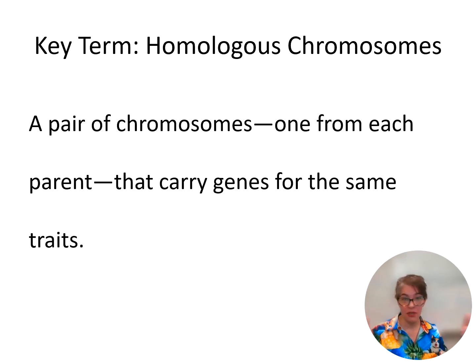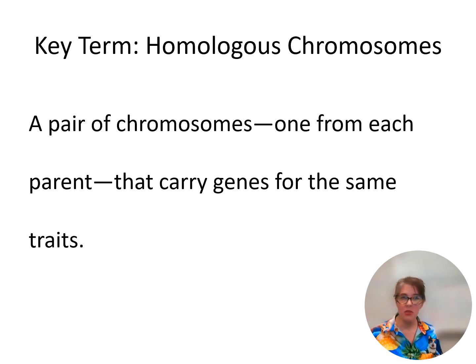My favorite term, well, not actually, I like all of the terms. Homologous chromosomes are a pair of chromosomes, one from each parent, that carry genes for the same traits. That really just means you get chromosomes from both parents. Your mom gives you one chromosome in the pair, and dad gives you the matching chromosome in the pair. And these two chromosomes match in size, shape, and the types of genes they carry.